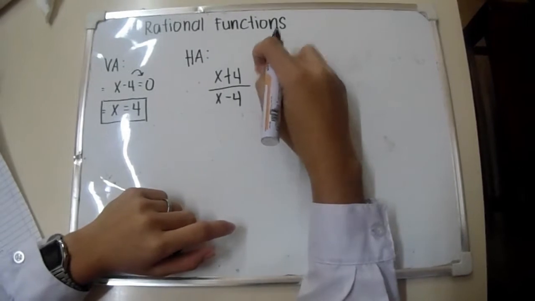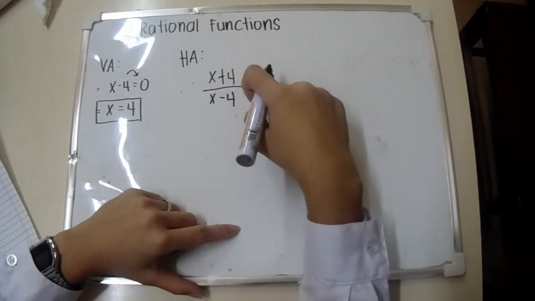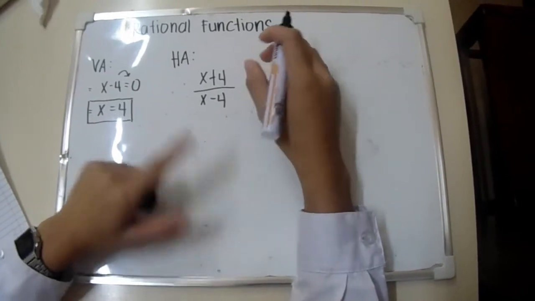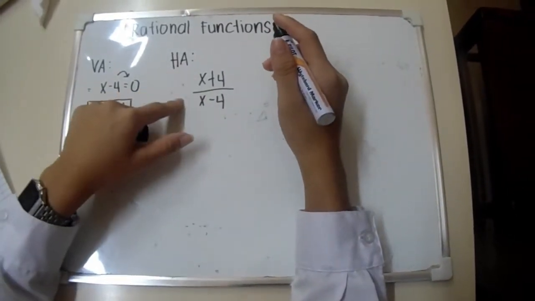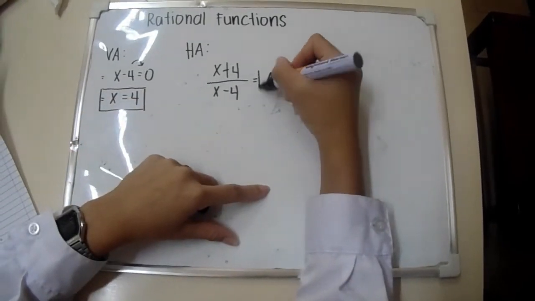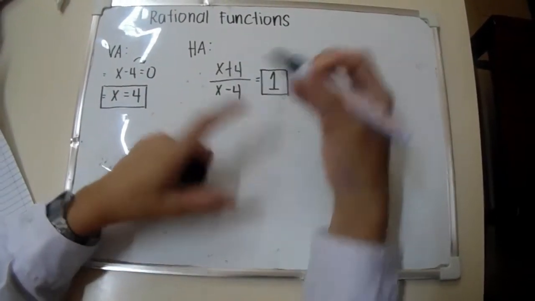So, x plus 4 over x minus 4. Focus on the numerator and the denominator. The degrees of the numerator and denominator should be equal. Since they are equal, then the answer will be 1. So, your horizontal asymptote is 1.